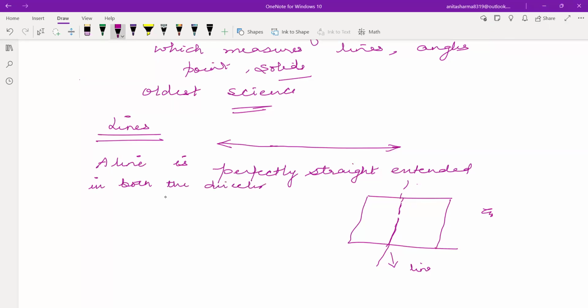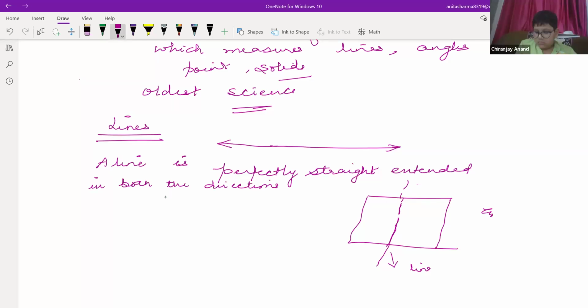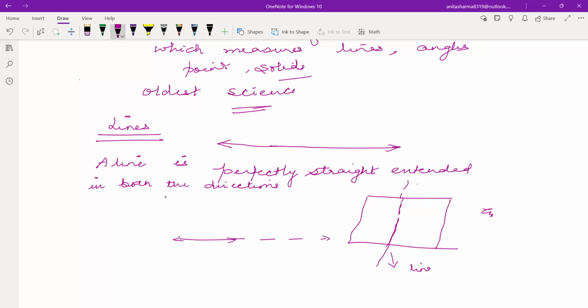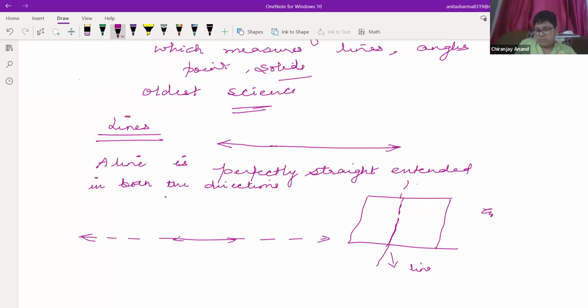Fine, beta? Suppose you have drawn a line like this. So you can extend it like this, and from here also, right? So in both the directions, you can extend it. Understood, children?